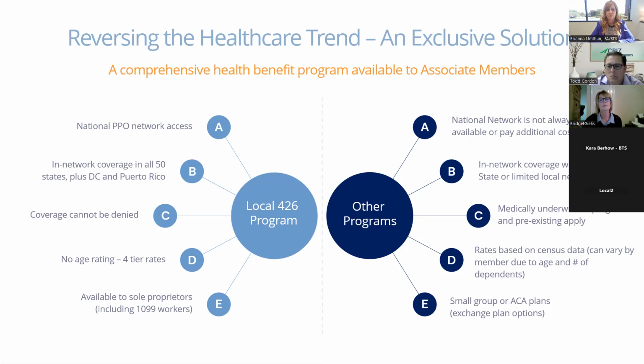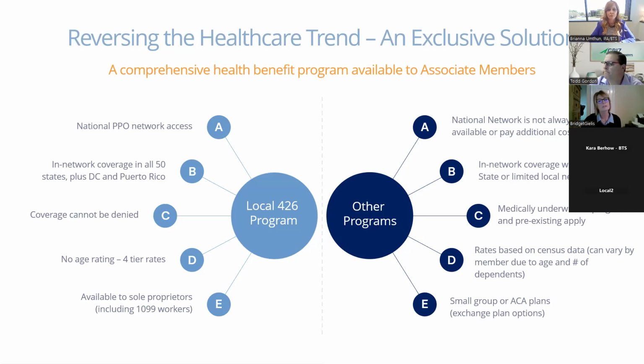Versus going to the other markets, they typically do medical underwriting, they use pre-existing conditions, and in some cases, they can deny coverage based on that pre-existing condition or medical underwriting. Another big difference, this program utilizes 4-tier rates. It's a composite 4-tier rate. There is no age rating. There is no census data utilizing your age or the number of dependents.